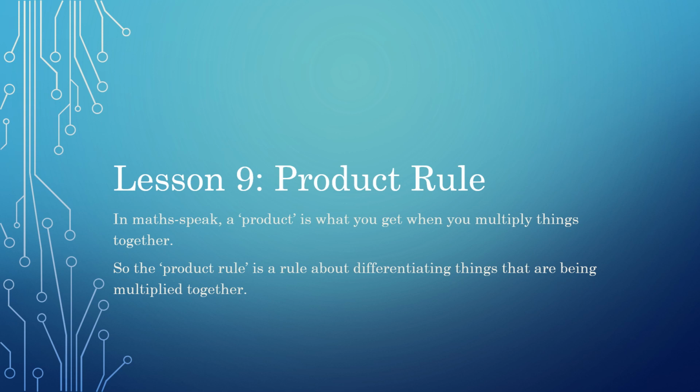And so the product rule in differentiation is a rule about differentiating functions. Two functions. Well, you're differentiating one function, but that one function is made up of two simpler functions being multiplied together.